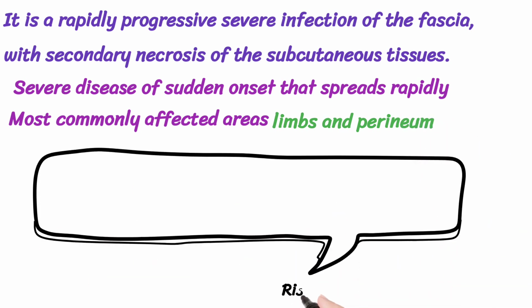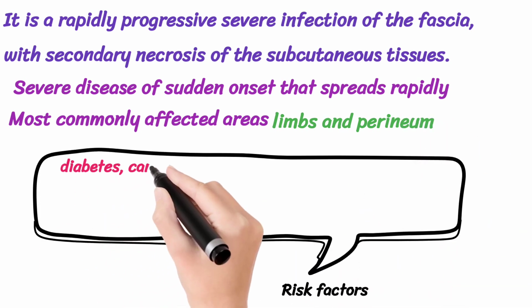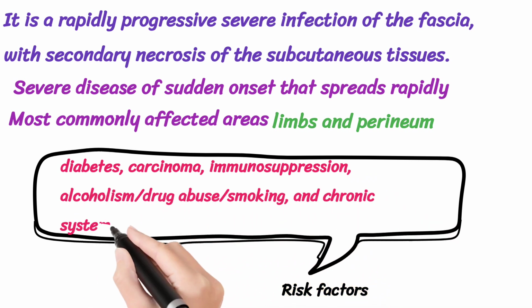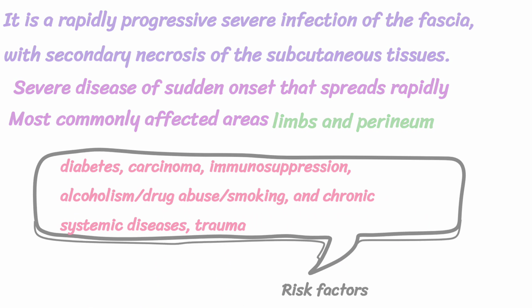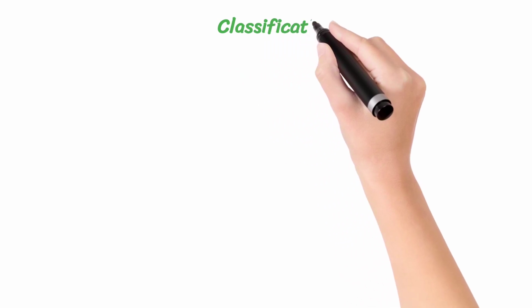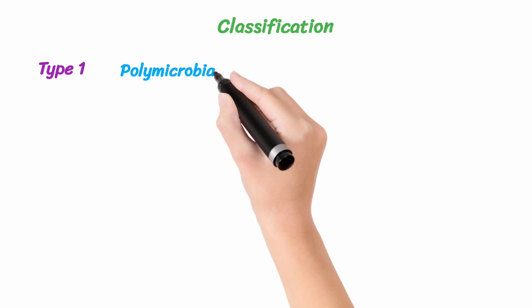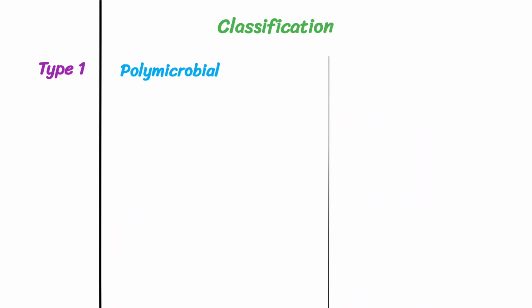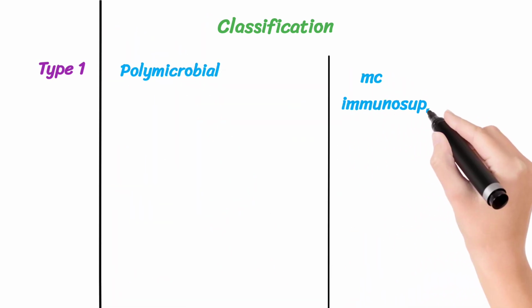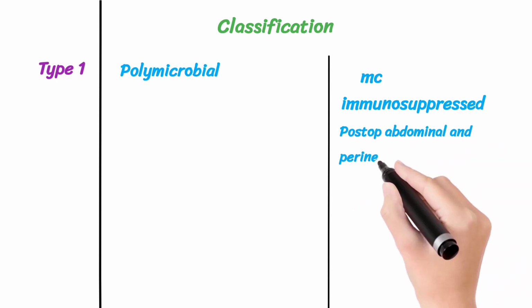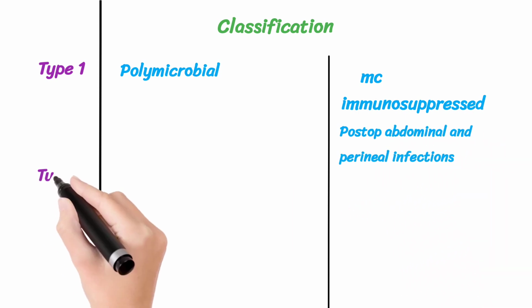You can have diabetes, carcinoma, immunosuppression, alcohol, drug abuse, smoking, chronic systemic disease, and trauma. So we classify according to etiology, where you have type 1, type 2, type 3, and type 4. Type 1 is polymicrobial. This is the most common one. You mostly find it in immunocompromised patients, post-op abdominal and perineal patients who have infection.